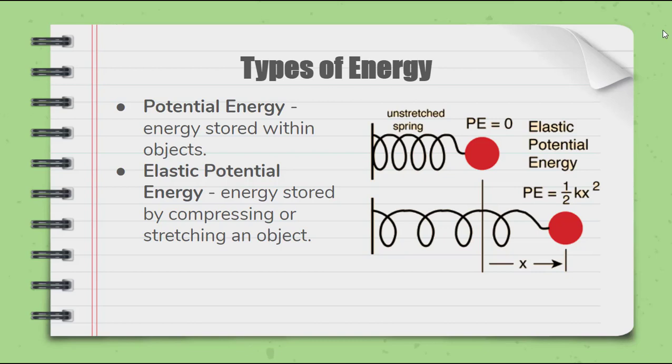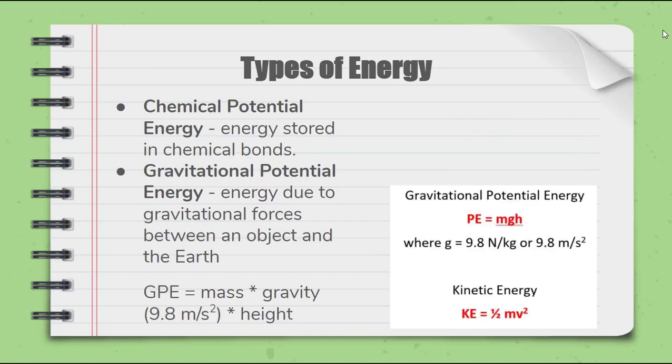Another example of this is a spring. Elastic potential energy is the energy stored by compressing or stretching an object. You know, when you fling a rubber band, as you move the rubber band back, it has high potential energy. It has a lot of energy stored within the object itself. That potential energy is turned into kinetic energy once you release the rubber band, causing it to go very, very far. Again, kinetic energy, moving energy. Chemical potential energy is the energy that is stored in chemical bonds. So you know that when you either make or break chemical bonds, you either store or release energy. You learned that from biology class. And then gravitational potential energy is the energy due to gravitational forces between the object and the Earth.